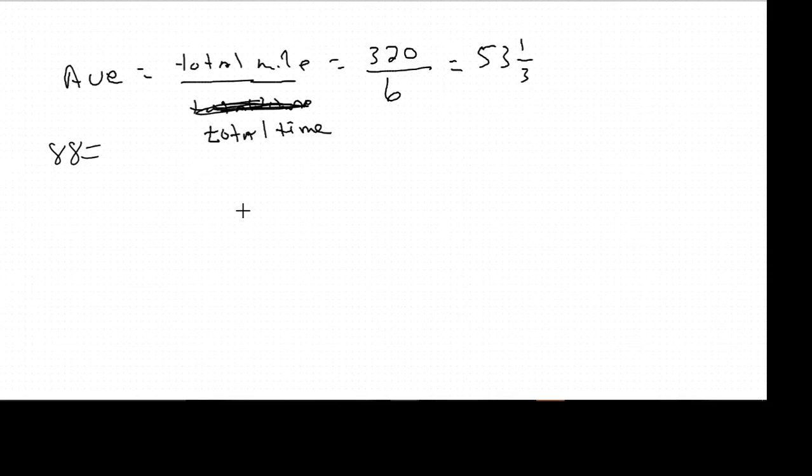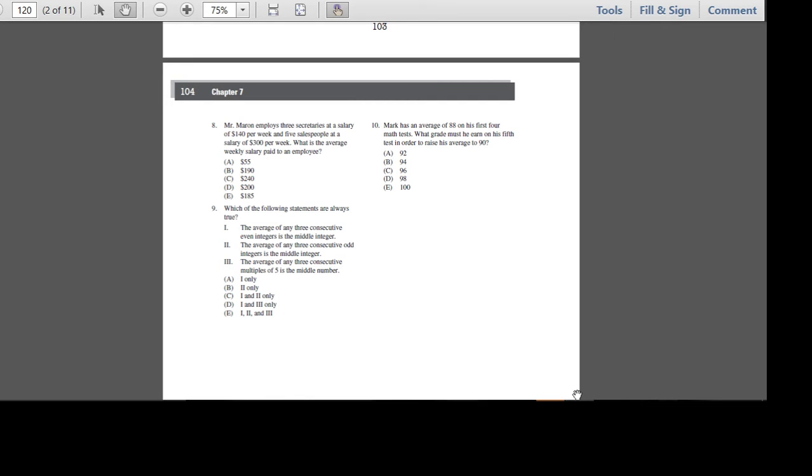Because they gave you 2 average numbers there, right? Mark has an average of 88 on the first 4 tests. What grade must he earn on his 5th in order to raise his average to 90? You see how they give you 2 average numbers there? Yes. So we're going to use the first average number to figure out what the sum would be. If the average is 88 on the first 4 tests, how many total points did he actually score so far in the class?